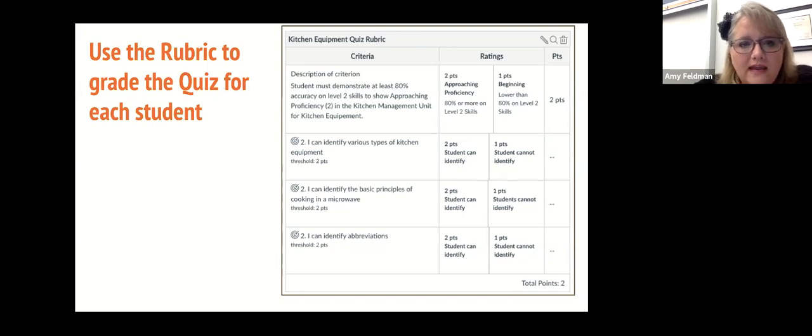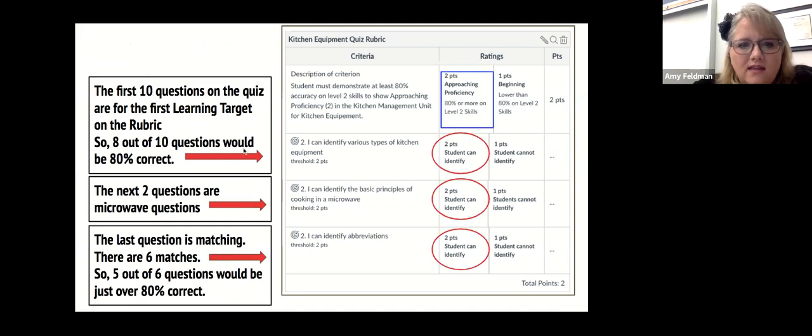So as you are grading the rubric, and this is exactly what I was trying to explain to you, if you are grading with the rubric, if they get 8 out of the 10 questions, then they get a passing score. If they get the next 2 questions correct, they get the passing 2 points. The last question is matching. There's 6 matches. So 5 out of 6 would give them a positive 2 points on this last learning target. So if the learning targets are all correct, then they have 80% or higher.